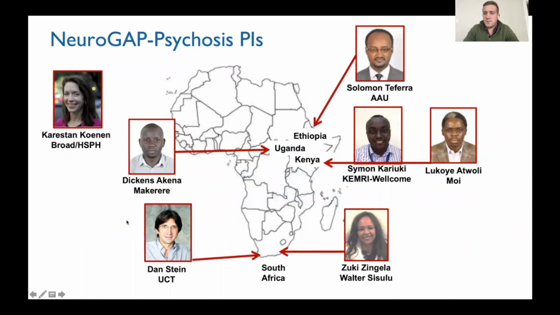So this study is run by the PIs shown here, Dr. Karestan Koenen out of the Broad Institute and Harvard School of Public Health. And our research is in East and South Africa. So we have Dr. Solomon Teferra out of Ethiopia, Dr. Dickens Akena out of Makerere University in Kampala, Uganda, two Kenyan sites, one with Dr. Simon Kariuki out of KEMRI Wellcome Trust, which is on the coast of Kenya, and Dean Lukoye Atwoli at Moi University in Eldoret. And then in South Africa, we have Professor Dan Stein out of the University of Cape Town and Dr. Zukiswa Zingela out of Walter Sisulu University, which is in the Eastern Cape.